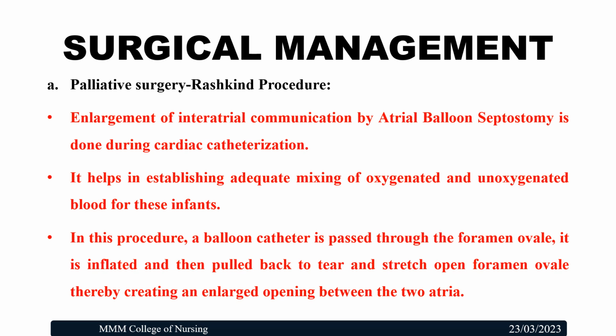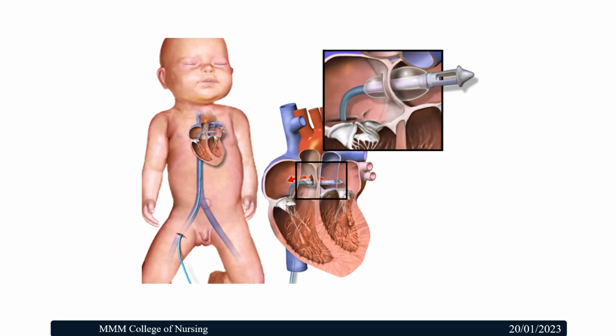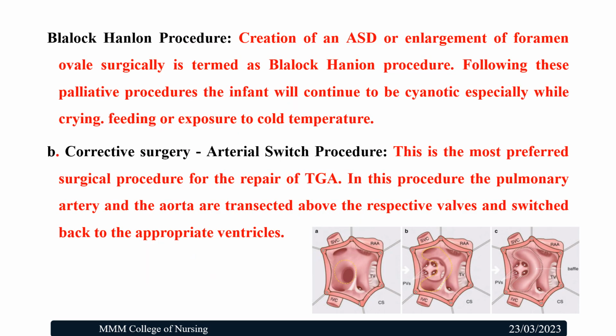So in this procedure, a balloon catheter is passed through the foramen ovale, inflated, and then pulled back to tear and stretch open the foramen ovale, thereby creating an enlarged opening between the two atria. Yes, you can visualize in this picture that a balloon is inflated. The next procedure is the Blalock-Hanlon procedure. Creation of an ASD or enlargement of the foramen ovale surgically is termed the Blalock-Hanlon procedure.